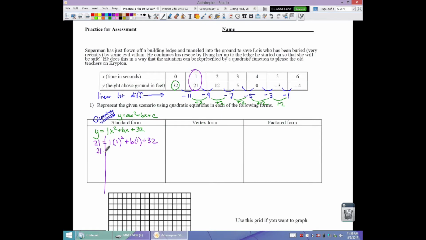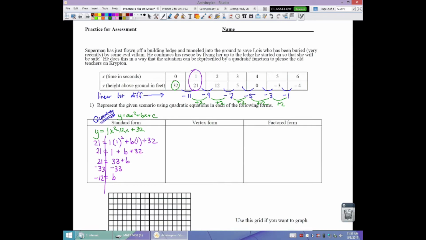All right, so let's simplify the right-hand side here. 1 squared is 1, times another 1 is 1, plus 1b is b, plus 32. Well, 1 plus 32 is 33 plus b. So subtract 33, and I find out my b is negative 12. Okay? So I can go ahead and say now that I know my standard form of the equation has a negative 12 as the b. So it's 1x squared minus 12x plus 32.